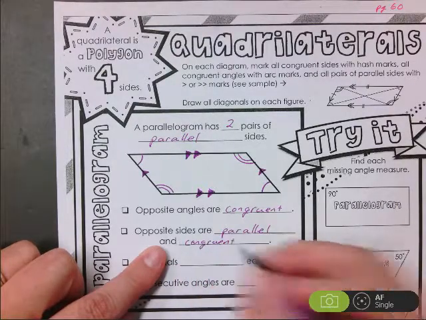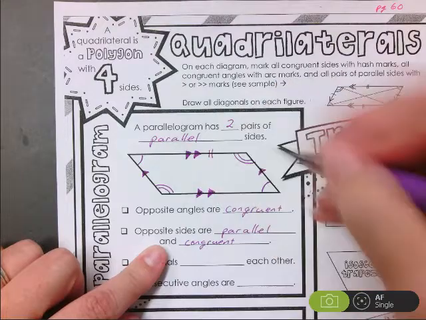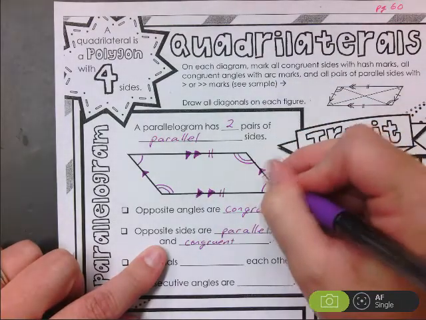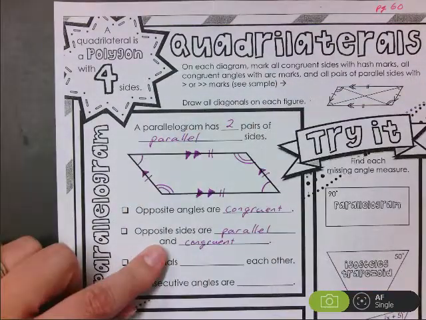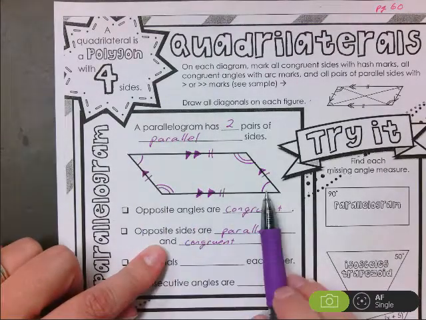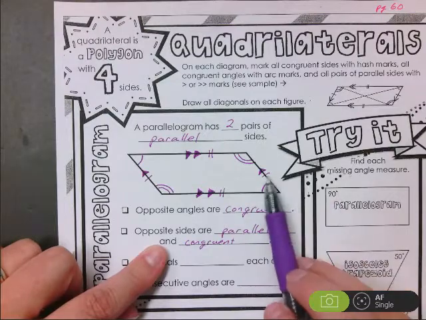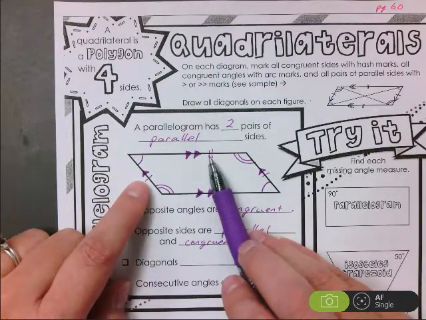Okay, so they are parallel to each other, and they are also congruent to each other. So let's go ahead and mark that as well. I'm going to put little hash marks on here. Remember, we said those little hash marks mean congruent. So just like our angles, we put arcs to mean congruent, we put the little hash marks on our sides to mean congruent.